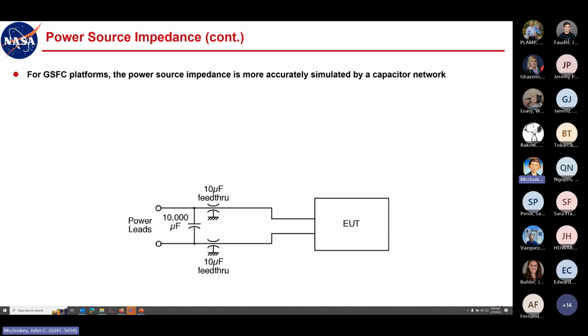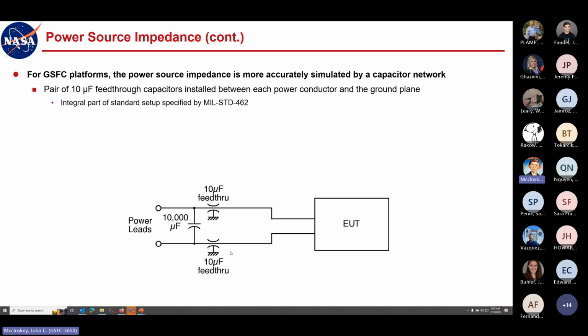So for Goddard platforms, the power source impedance is more accurately simulated by a capacitor network. So we have this pair of 10 microfarad feed-through capacitors between each power conductor and the ground plane. This is an integral part of the standard setup specified by the old MIL-STD-462. And so that's part of the standard suite of equipment in any EMI laboratory that's been around for any length of time. Even if they haven't been around all that long, they still should have a pair of these things. Our lab has several pairs because we've done any number of tests where we're testing multiple power feeds at once.